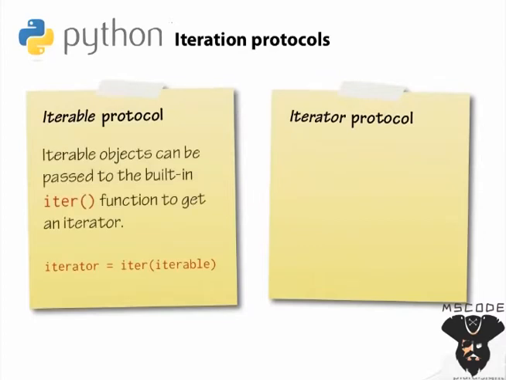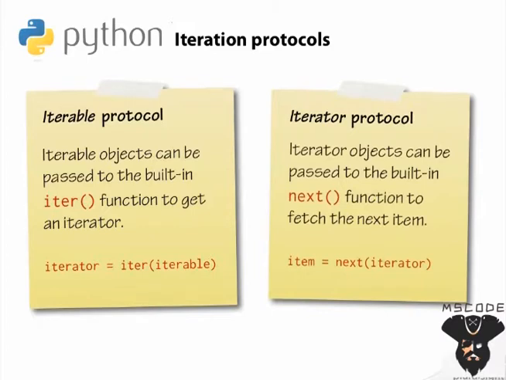The iterable protocol allows us to pass an iterable object, usually a collection or stream of objects such as a list, to the built-in iter function to get an iterator for the iterable object. Iterator objects support the iterator protocol, which requires that we can pass the iterator object to the built-in next function to fetch the next value from the underlying collection.